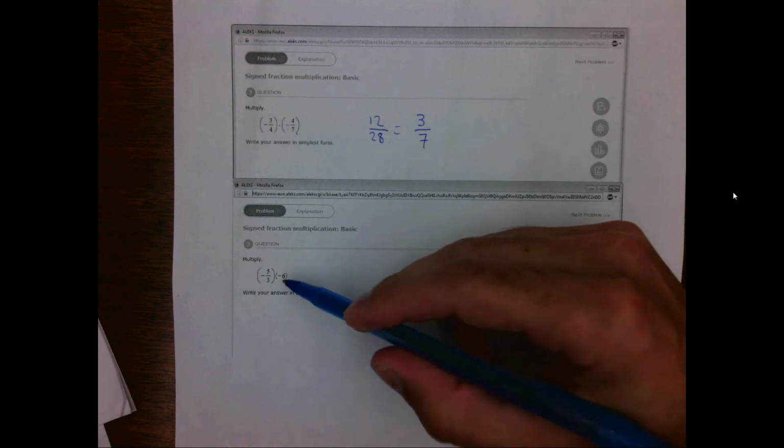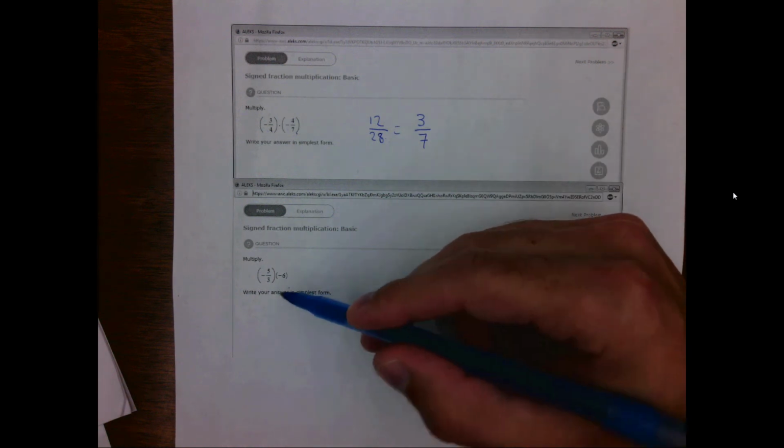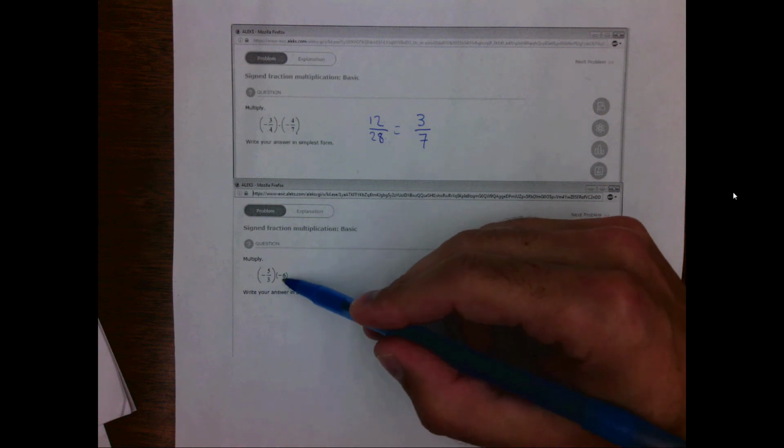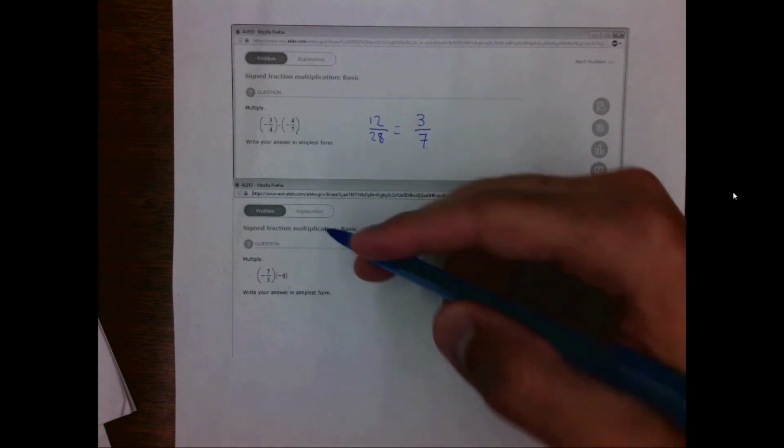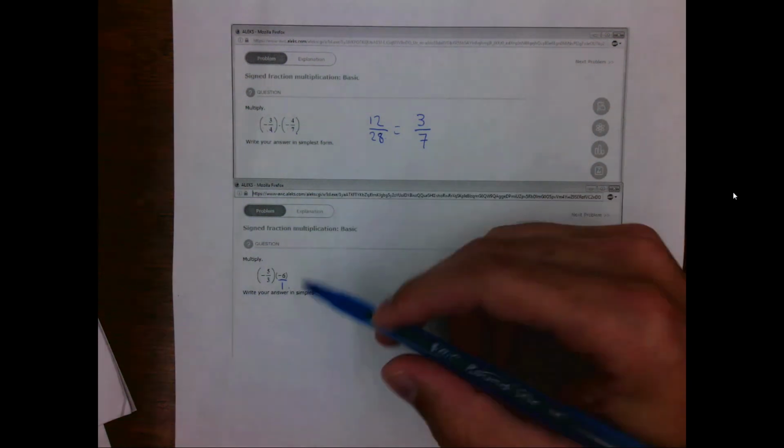The problem below looks a little bit different, but it's actually exactly the same. Instead of thinking of -6 as just a whole number, we can write it as a fraction. To write a whole number as a fraction, you simply divide it by 1. Now you repeat the exact same process.